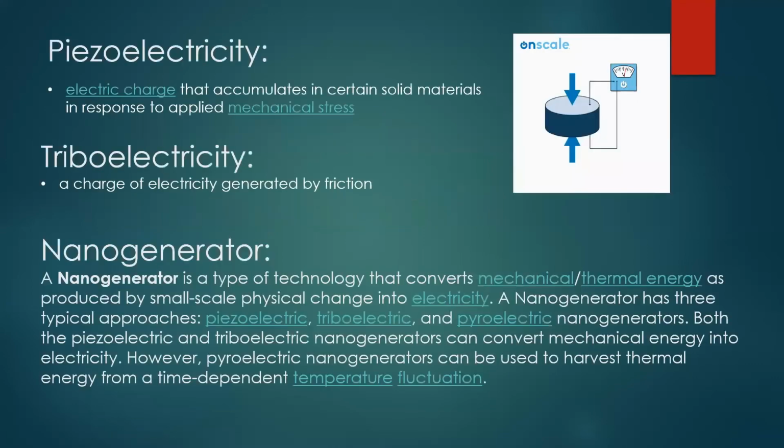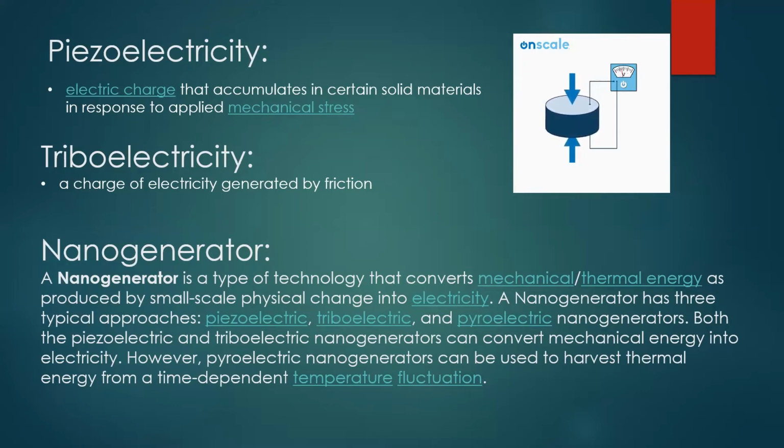First of all, I would like to discuss piezoelectricity. Piezoelectricity is the electric charge that accumulates in certain solid materials in response to applied mechanical stress. Also, a type of piezoelectricity is a charge of electricity generated by friction. And what is a nanogenerator? A nanogenerator is a type of technology that converts mechanical or thermal energy produced by a small-scale physical change into electricity.